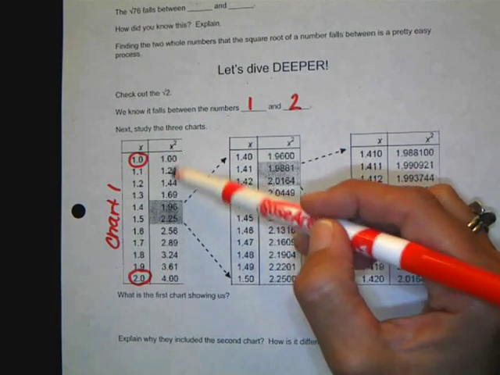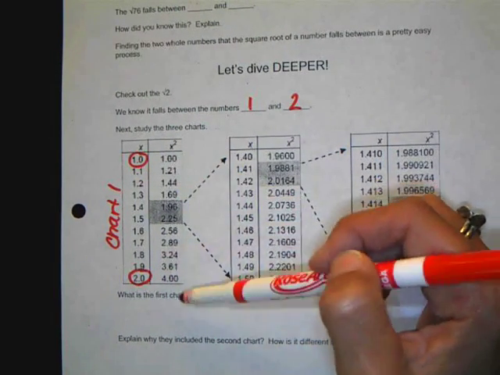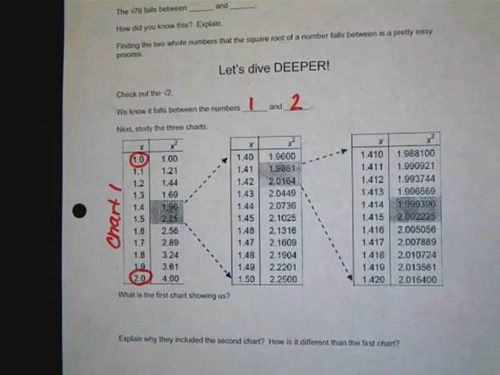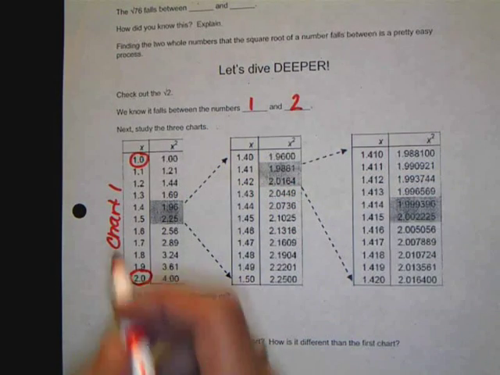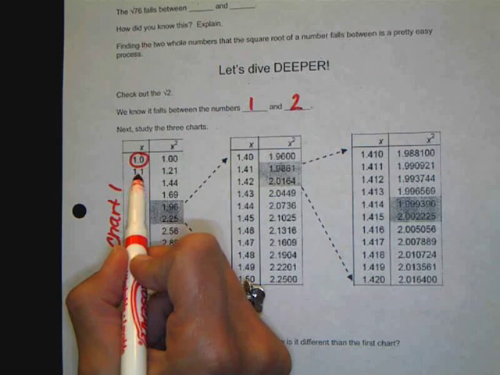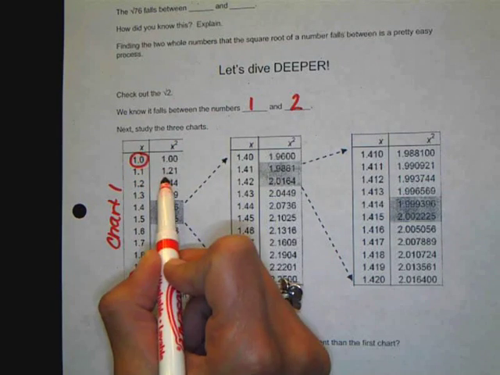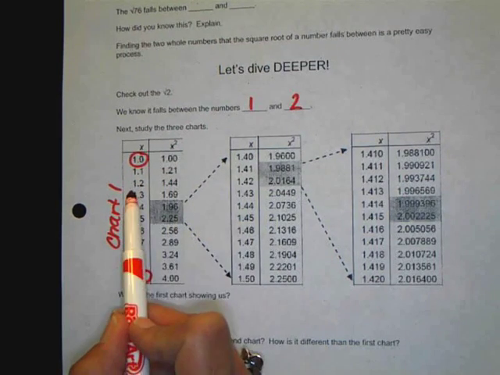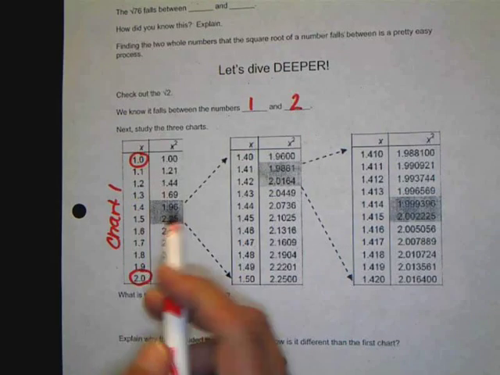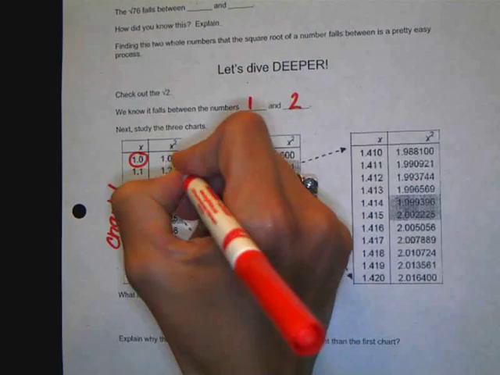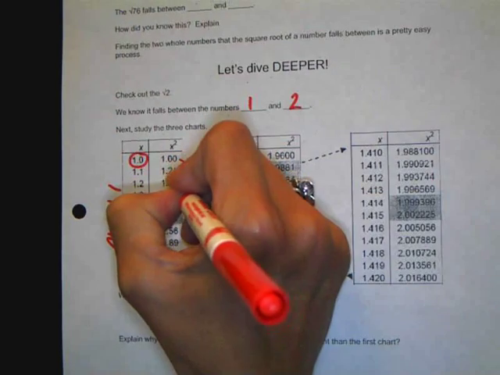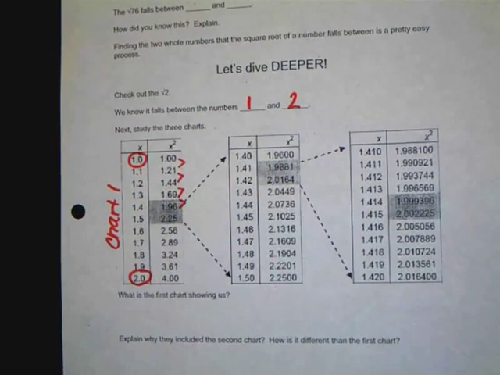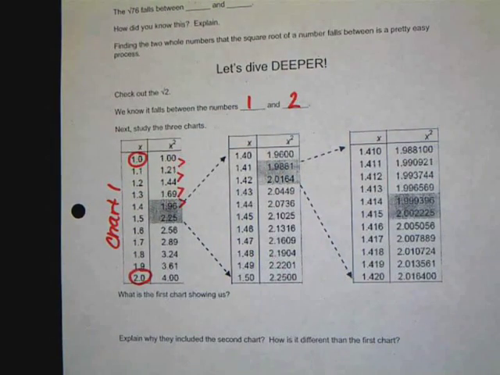Did anybody find a pattern in the x squared column? Casey? We're squaring each number. We're taking 1.1 and squaring it, and we're getting 1.21. We take 1.2 and we square it. So we're squaring each number. Did anybody see, between each of these numbers, was there a pattern there?